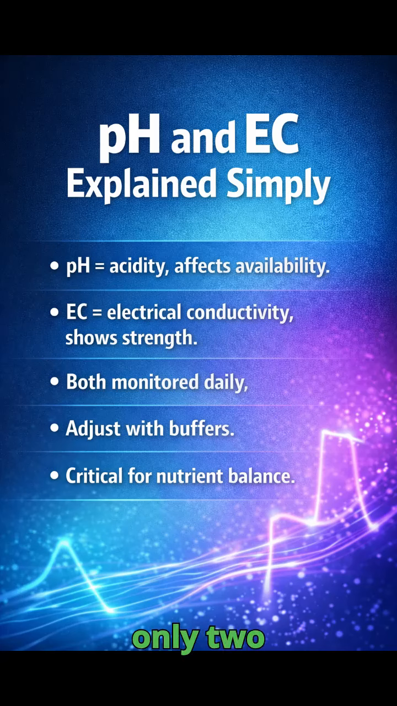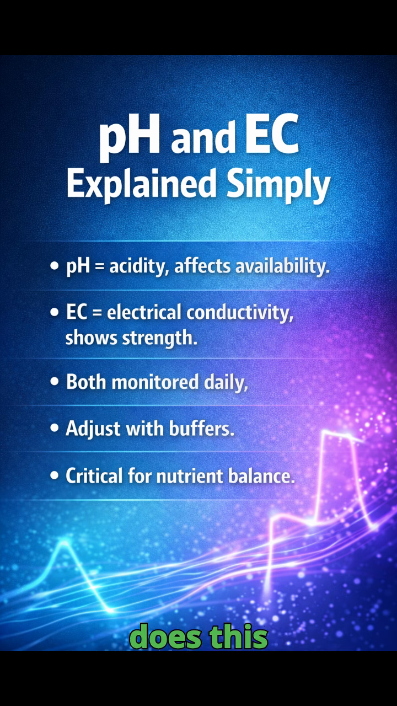If you manage only two things in hydroponics, manage pH and EC. Get these right and most of the problems solve themselves. Get them wrong, and even a perfect nutrient formula won't help. Let's start with pH. The term stands for potential of hydrogen. It's a measure of how acidic or alkaline a solution is on a scale from 0 to 14. 7 is neutral, below 7 is acidic, above 7 is alkaline.